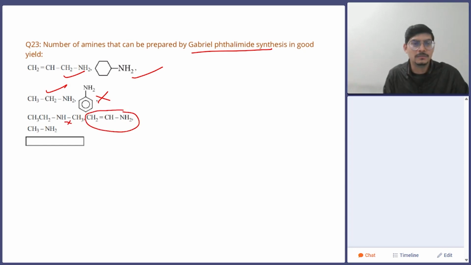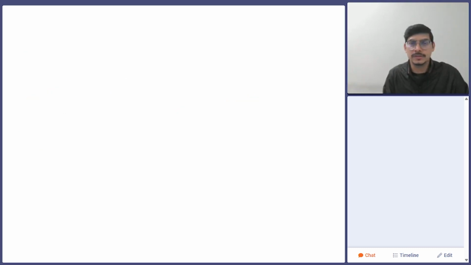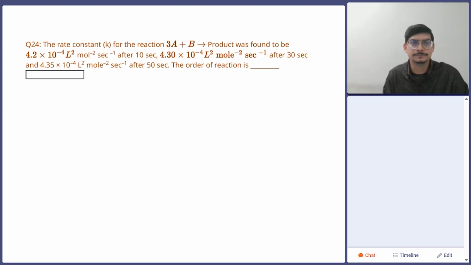This is vinyl. We cannot prepare this because if this amine is prepared, it would have to come from this compound, but you know that vinyl halides do not react via SN2. Okay, methylamine, yes, we can prepare it, right? So we can prepare a total of 4 compounds using Gabriel phthalimide synthesis in this case.